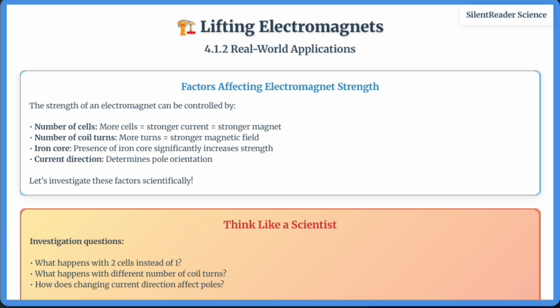The strength of an electromagnet depends on several factors: the amount of electric current, the number of turns in the coil, and whether there's an iron core. More current or more coil turns makes a stronger magnet.